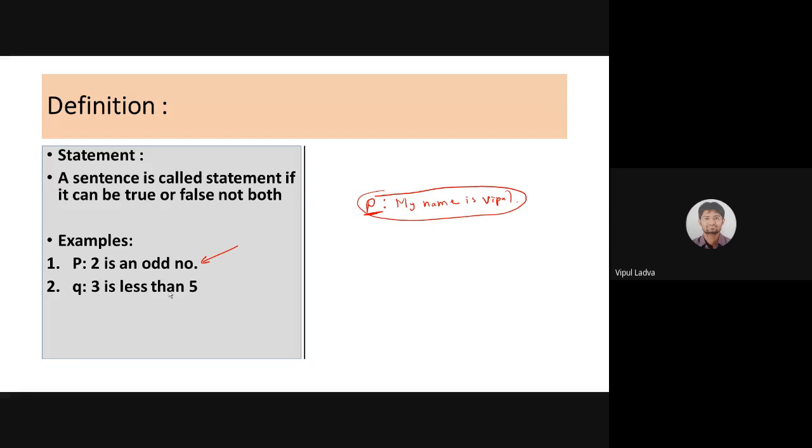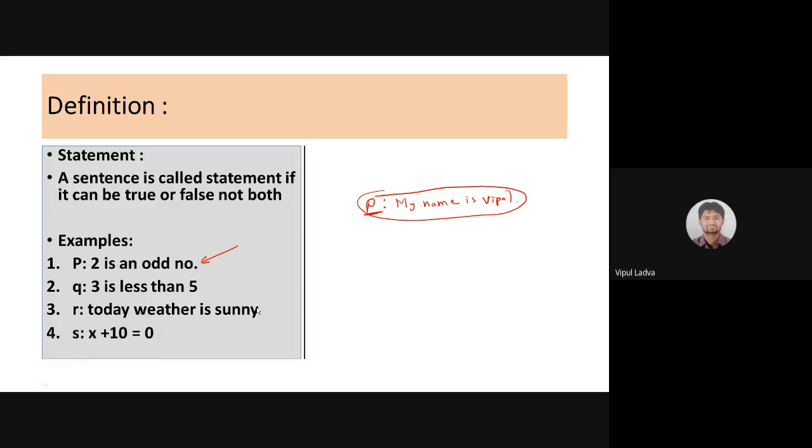Second, Q: 3 is less than 5. Once again, this is a sentence whose truth value will be true. This is a true sentence. So we will be considering this as a statement. Third, R: Today's weather is sunny. Once again, if we consider today's date, that is 24th of March, then this statement will either be true or be false, but it cannot be both. So P, Q, and R, these three are statements.